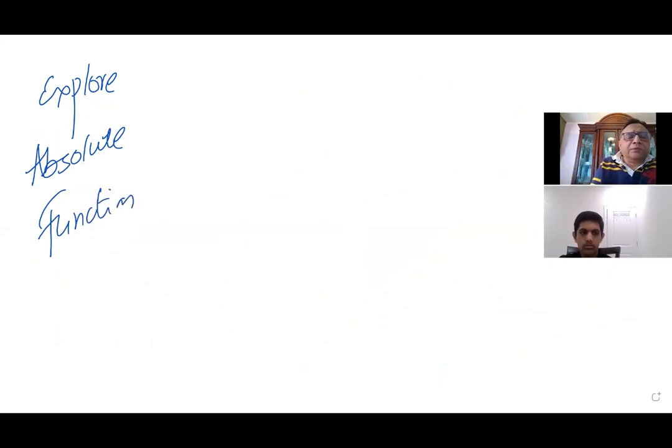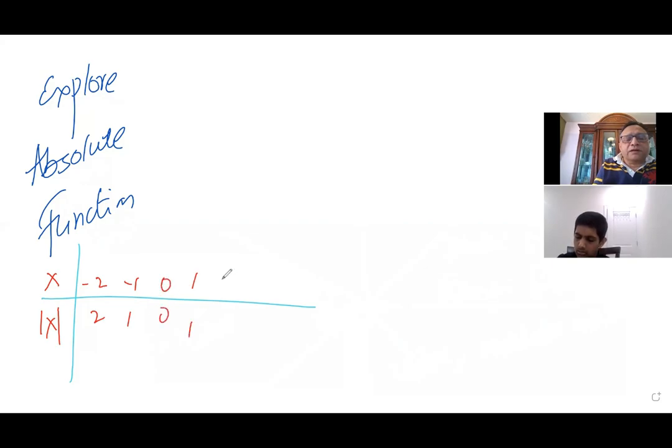So if I make a table of values, for example, and if I put some values for x, then the absolute value of x is just the positive of that. For example, minus 2 will be 2, minus 1 will be 1, 0 will be 0, 1 will be 1, and 2 will be 2. Correct. So you also notice one thing from here, that the graph is symmetric, right?